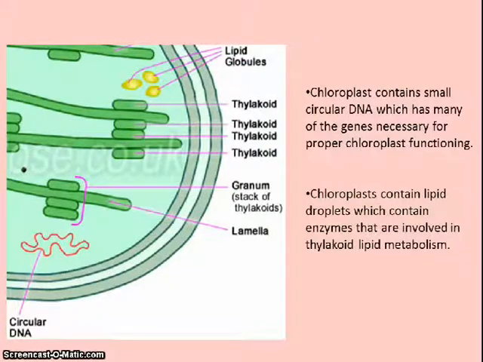Each chloroplast also contains one or more molecules of small circular DNA. Chloroplast DNA contains many of the genes necessary for proper chloroplast functioning. It also contains lipid droplets called plastoglobules. Plastoglobules are studded with enzymes which are involved in thylakoid lipid metabolism.